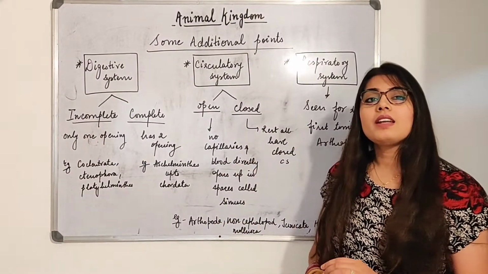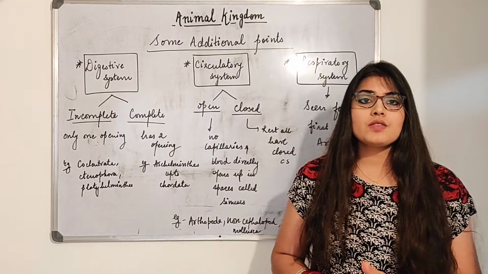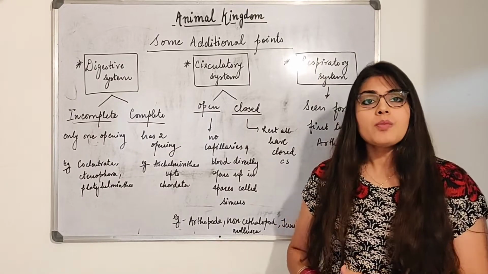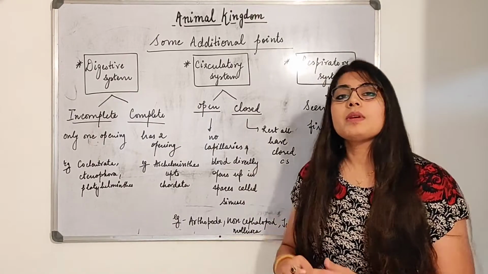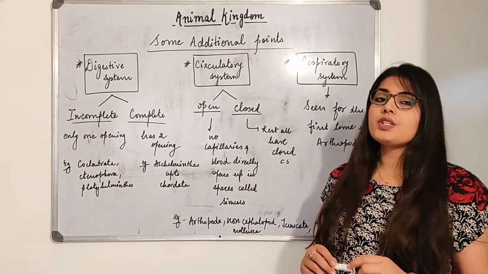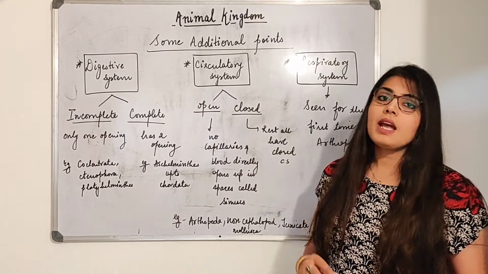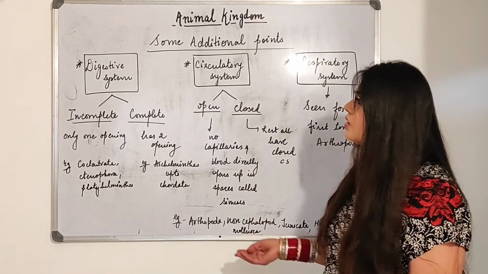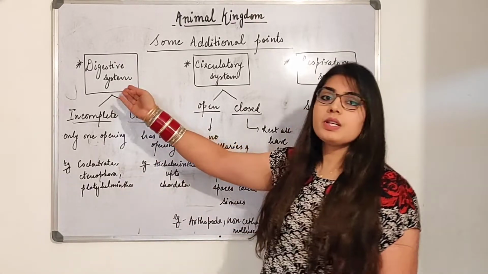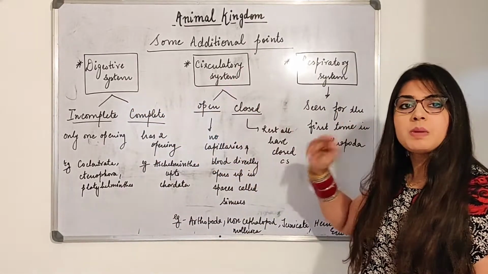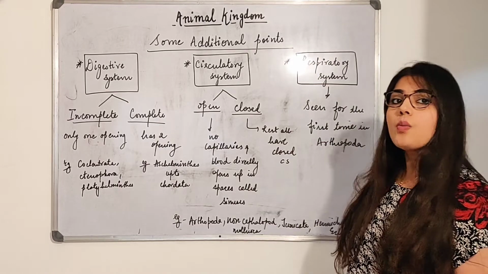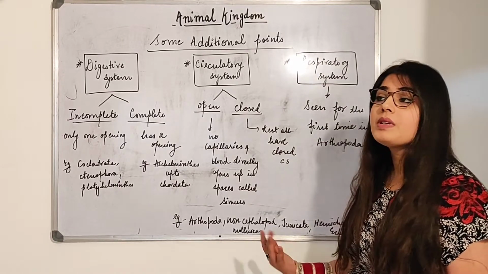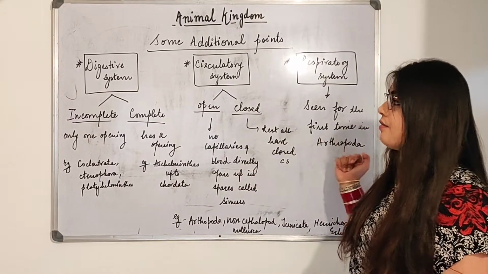And we had finished the basis of classification in the last video. Now this video is all about some additional points which are mentioned in your NCERT, and some things which I will be telling you in addition. So we'll be studying the circulatory system, digestive system and the respiratory system. How are they being classified?